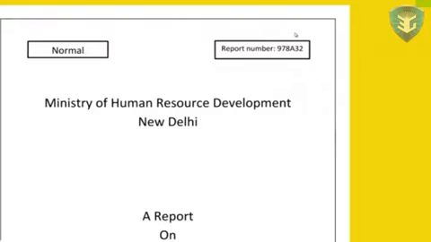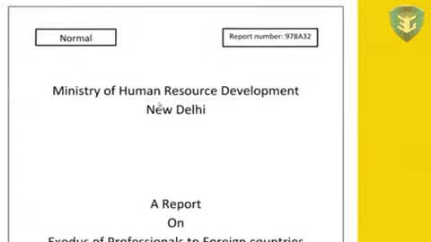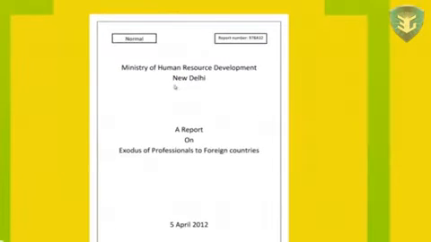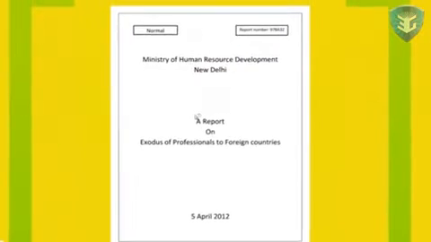Next, you have the name of the organization along with the place it is situated in, followed by the title of the report and the date, which comes at the bottom of the page. And make sure you align all these elements in the center.